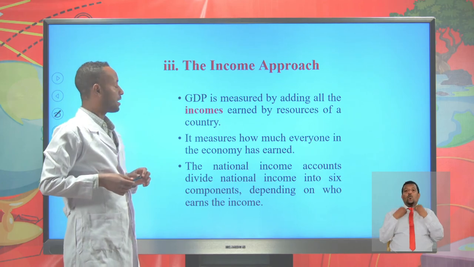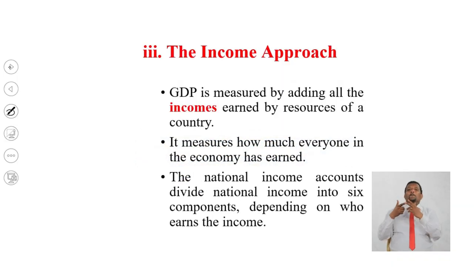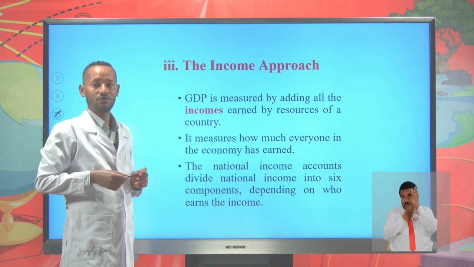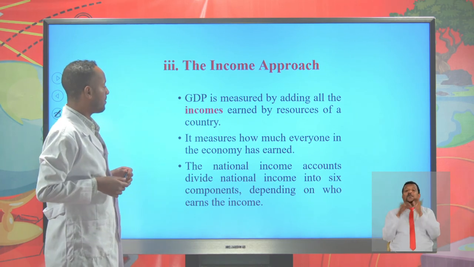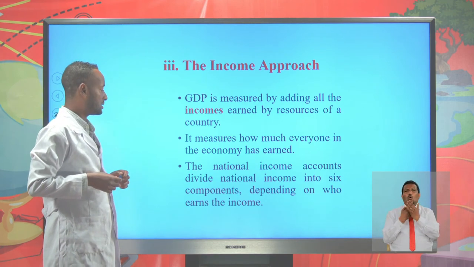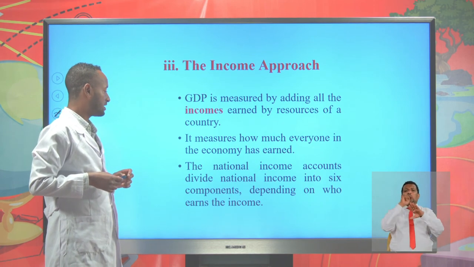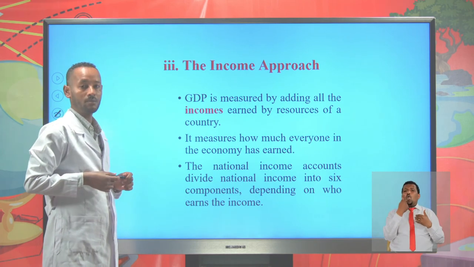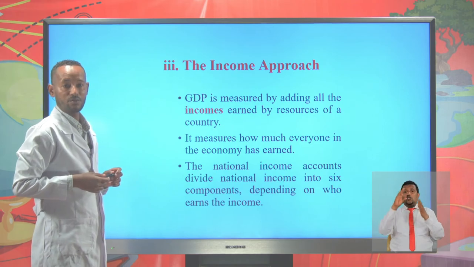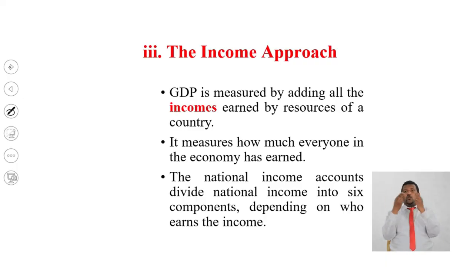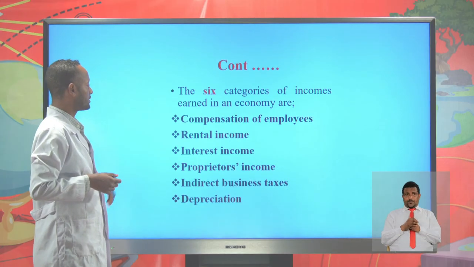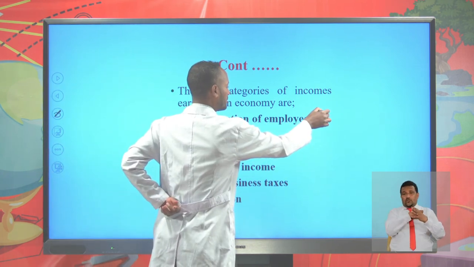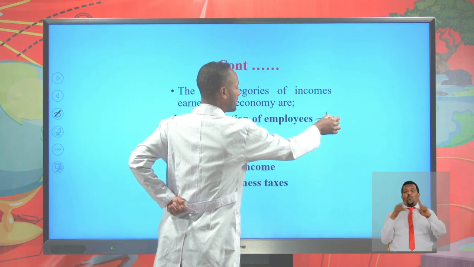Now let's see the third approach of measuring GDP called the income approach. GDP is measured by adding all the income earned by resources of a country. It measures how much everyone in the economy has earned, and the national income accounts divide the national income into six components depending on who earns the income. So the six components of measuring GDP using the income approach are: first, compensation of employees. This is the wage and salaries from the economic resource labor.